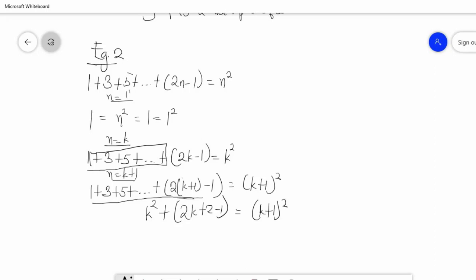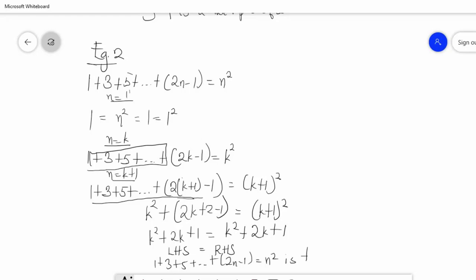So let's expand the left hand side of the equation and then the right hand side of the equation as well to see what we shall get. So we have k squared plus 2k plus 1, giving us k squared plus 2 times k times 1, 2k, 1 squared is 1. Now by comparison, we can see that the left hand side of the equation is equal to the right hand side of the equation. Therefore, we have proven that 1 plus 3 plus 5 plus the sum of some odd values plus 2n minus 1 equals n squared is true for all values of n.